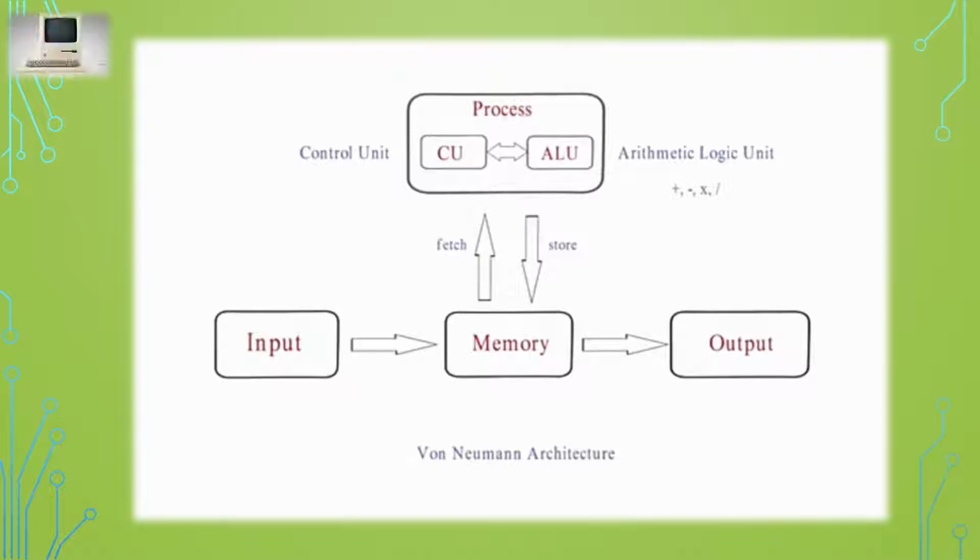The role of the control unit is to manage the command and input-output. The arithmetic logic unit is used to perform mathematical functions. After processing is complete, the control unit stores the result in the memory and displays the output. This is the working process of Von Neumann architecture.